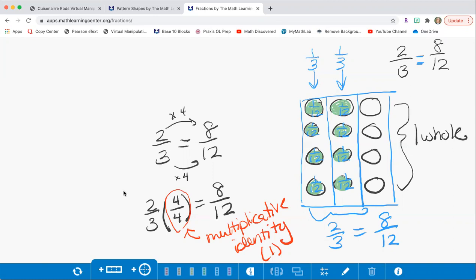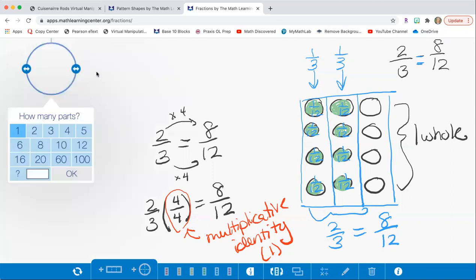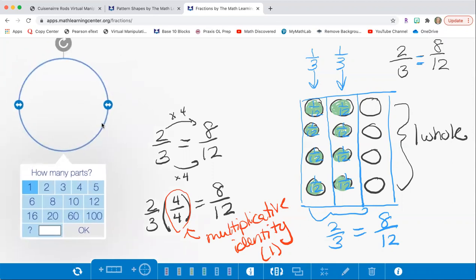Can we connect this to the area model? And first, we're just going to start with the circle. And so let's at least show how they're equivalent.